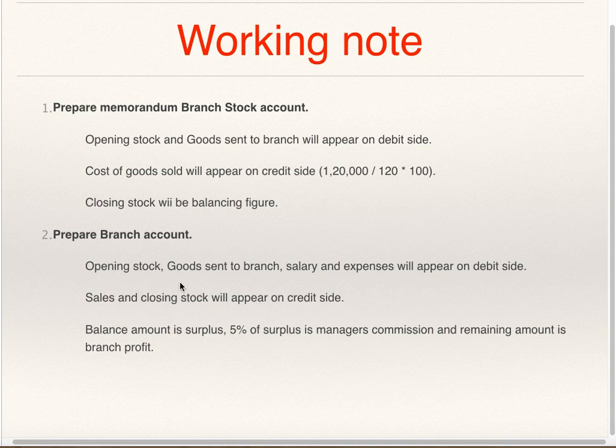Plus closing stock is credit. Add these two, deduct opening stock, goods sent to branch, salary and expenses, you will get surplus. 5% of that will be commission, remaining will be profit because it is before charging commission. If it is given that manager is entitled to get 5% commission on net profit after charging commission, then whatever surplus you get, multiply by 5 divided by 105.